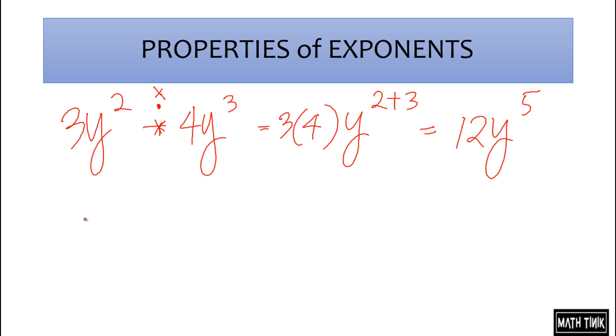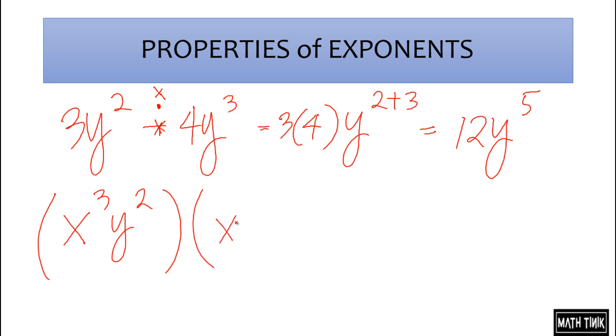Now, how about if I have two variables like this, x raised to 3 y squared times x y raised to the 4th power. Sometimes you will see parentheses written, which also implies multiplication, or you have to get the product of the terms.